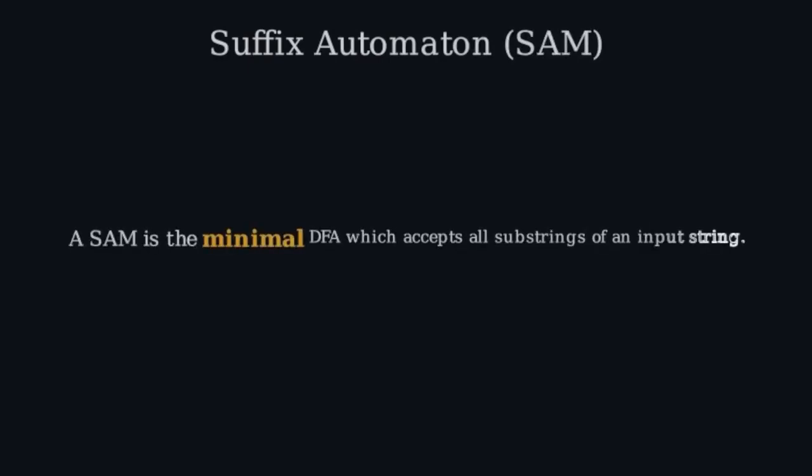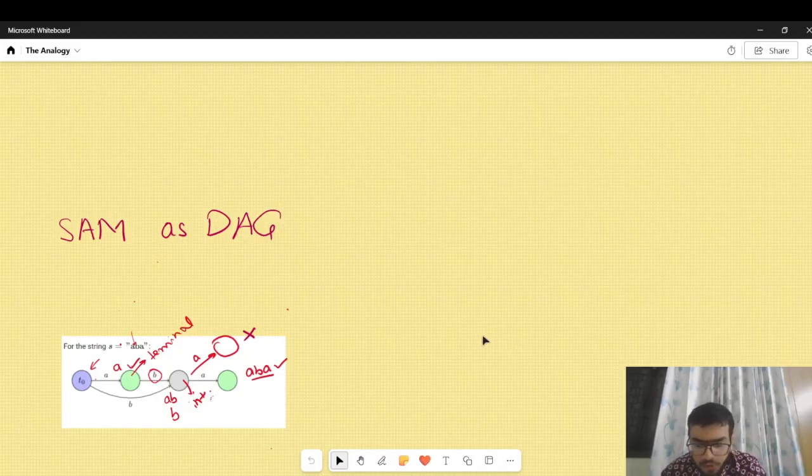Now, suffix automaton is the minimal such DFA that accepts all substrings from an input string. A suffix automaton can be understood as a directed acyclic graph, with nodes as states and edges as transitions. One state, T naught, the initial state, is the source of the graph, from which all nodes are reachable. Each transition is labeled with a character. All transitions originating from a node must have different labels. This node, for instance, can't exist because we can't have two keys.